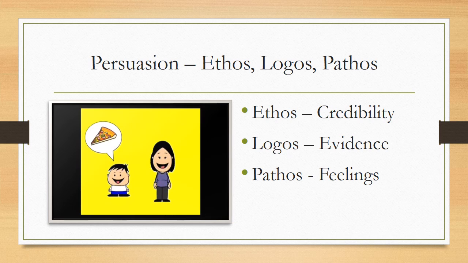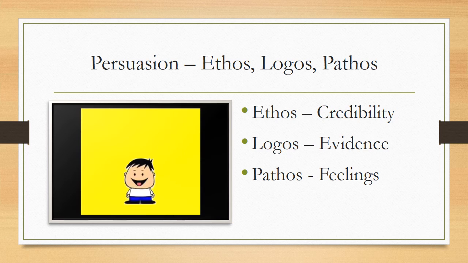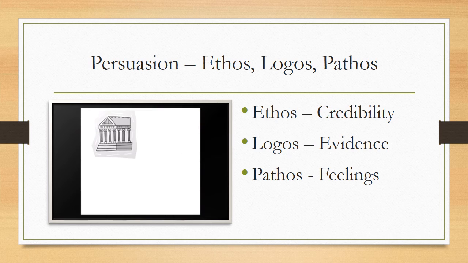Hey Mom, can we order pizza tonight? I don't know. Ari knows that there must be some way to get his mom to agree with him and order that pizza. And he knows exactly what he'll do. He'll use persuasion. But how will Ari persuade his mom to order that pizza?